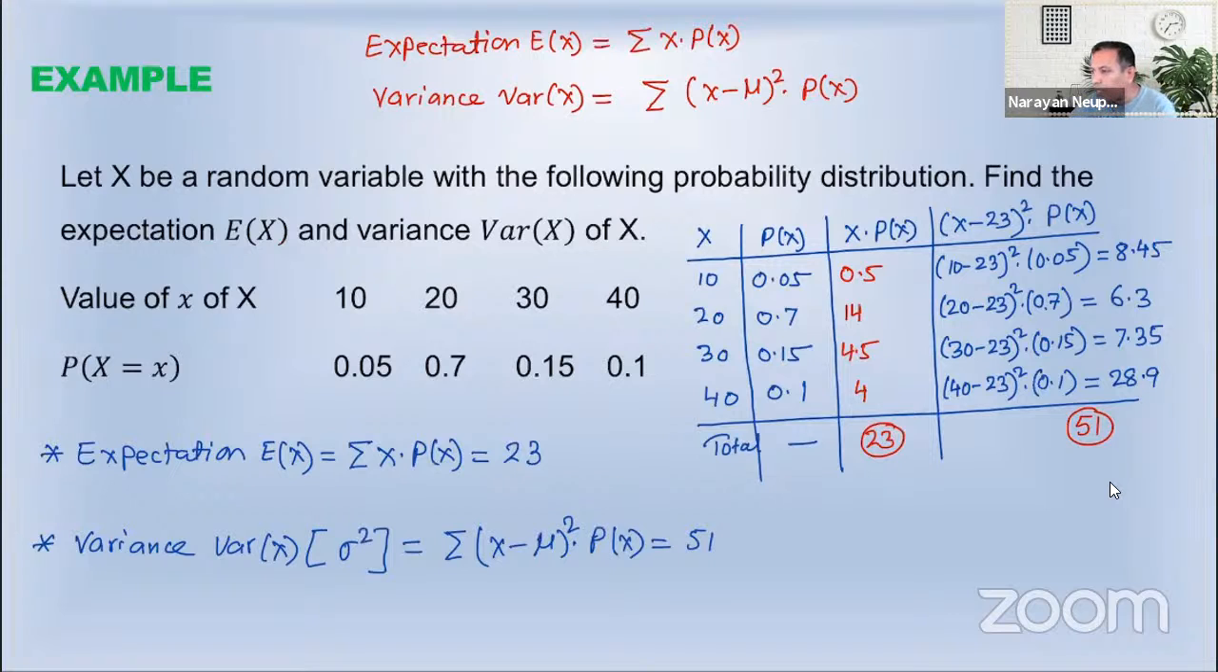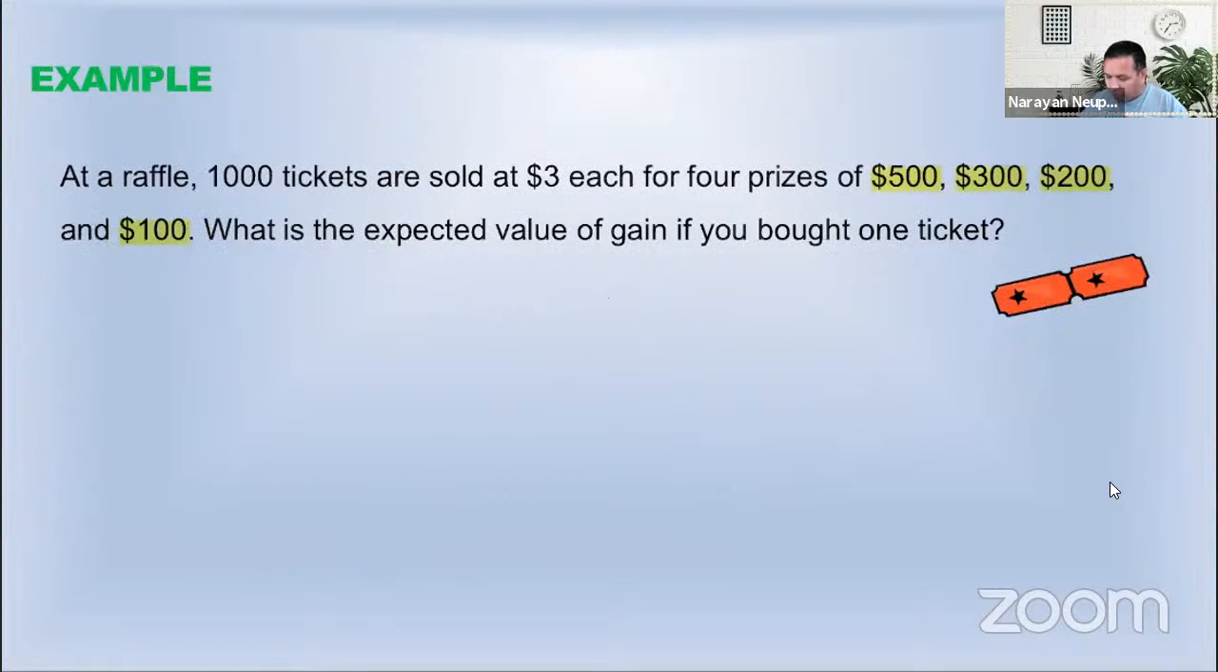Before I move on to the next example, is this example clear to everyone in the class? Yes. Okay, that is awesome. Now here is the last example from discrete probability distribution for today. In the next class we are going to look at one special type of discrete probability distribution called binomial distribution. But for today, this is going to be the last example on the discrete probability distribution.